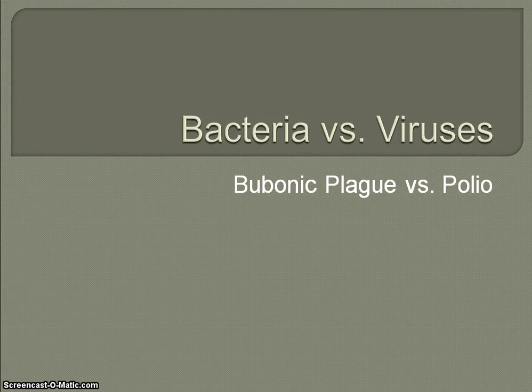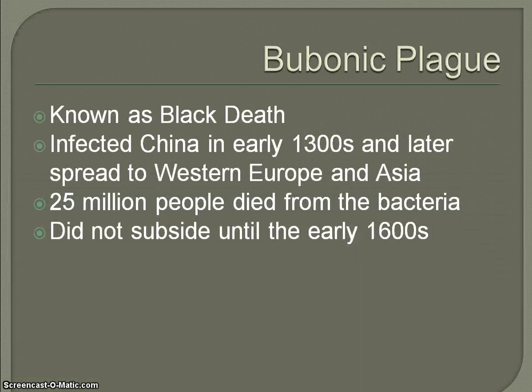We'll take the next few minutes to learn the difference between bacteria and viruses, specifically looking at the bubonic plague, which you are all familiar with, and polio. The bubonic plague, also known as the Black Death, began in China in the early 1300s and later spread to Western Europe and Asia, where you experienced this in your most recent simulation.